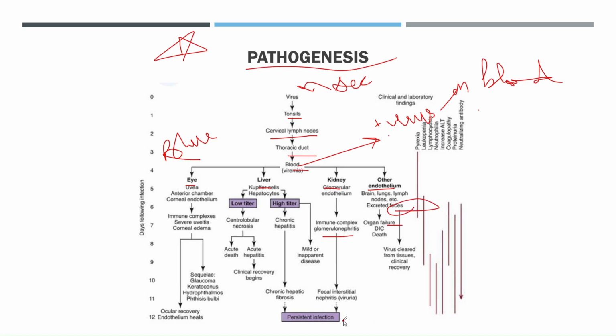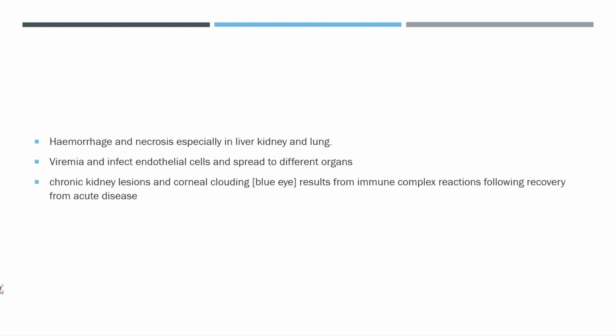Okay, so in persistent infection, you will see hepatic fibrosis and interstitial nephritis, and this interstitial nephritis is due to virus in urine, viremia means virus in blood. Okay, so just go through it. Whatever was important we have discussed. Now hemorrhages and necrosis, especially in liver and kidney. Viremia infects endothelial cells and spreads to different organs.